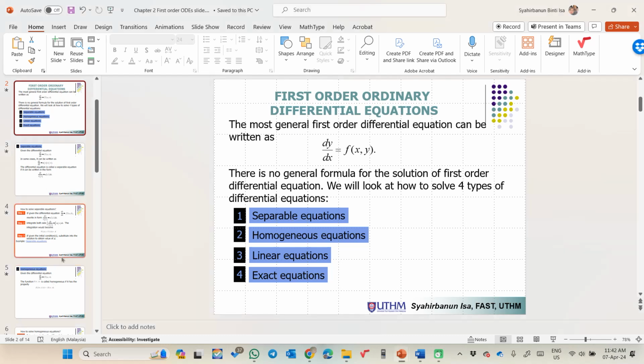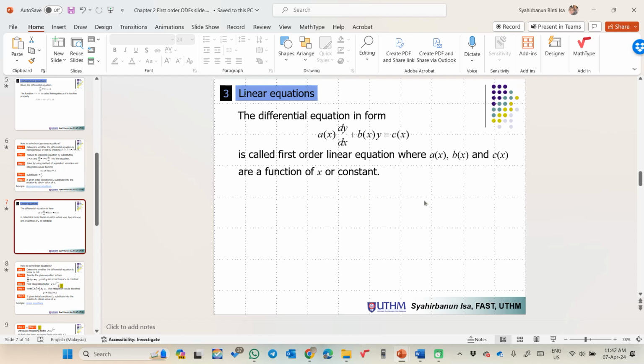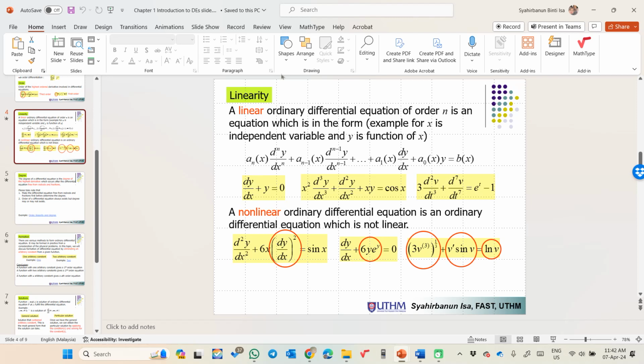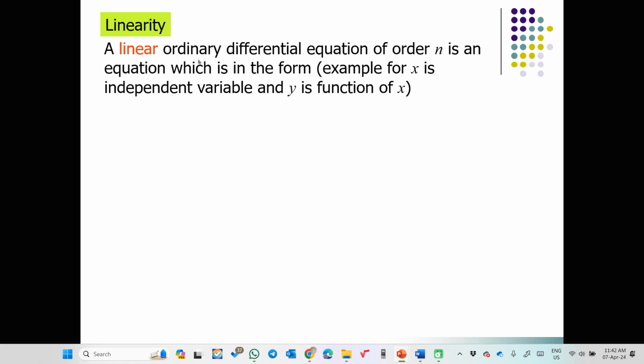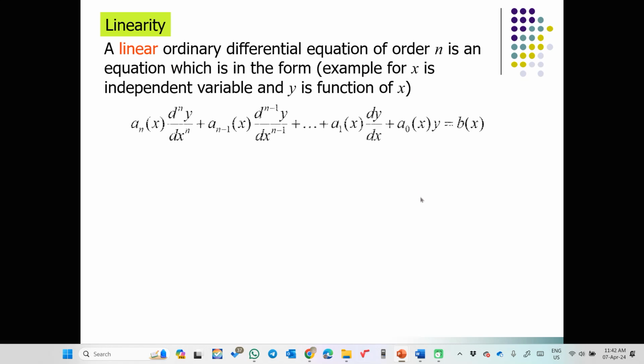But first, this is the slide for the linear equation. We need to check the linearity, the definition for the linearity from our chapter 1. The definition for the linear ordinary differential equation of order n: if you have an ODE of order n, then the differential equation is linear if we have the equation in this form.